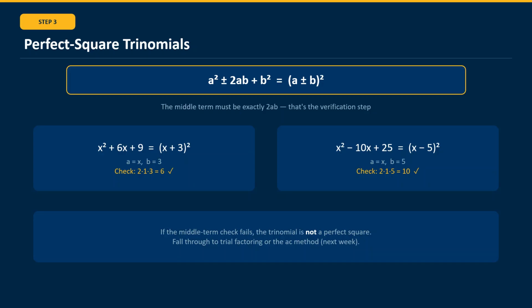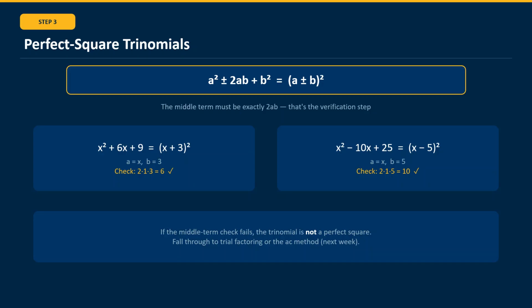For x squared minus 10x plus 25, a equals x and b equals 5, since 25 equals 5 squared. Check the middle. 2 times 1 times 5 equals 10. It matches, with the minus sign carried into the factor. The result is x minus 5, quantity squared.